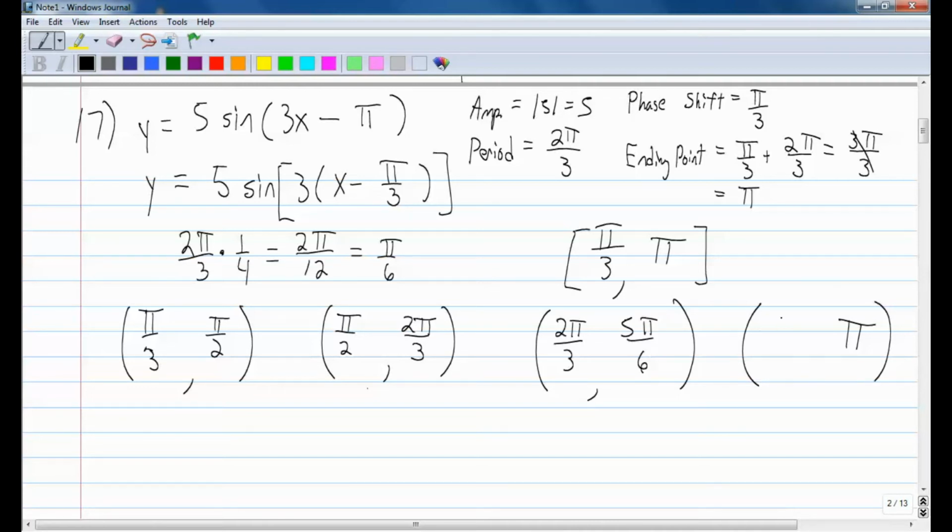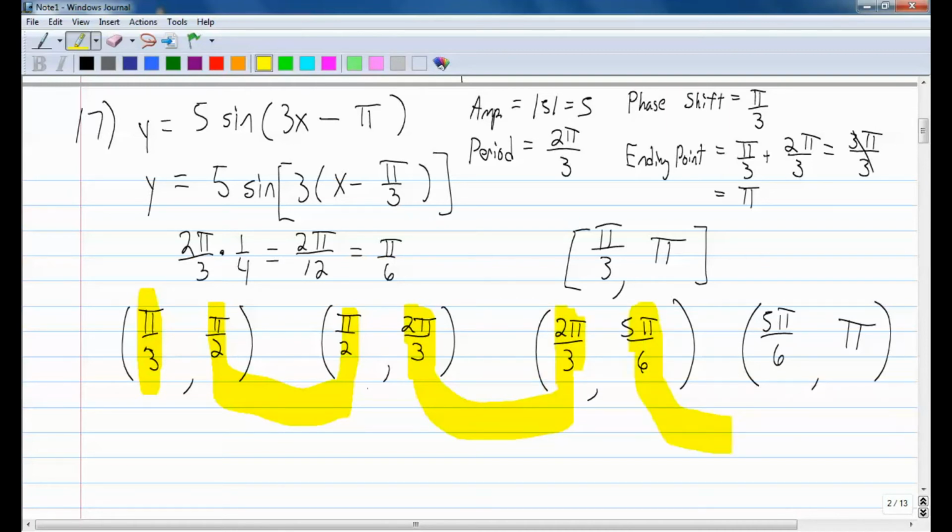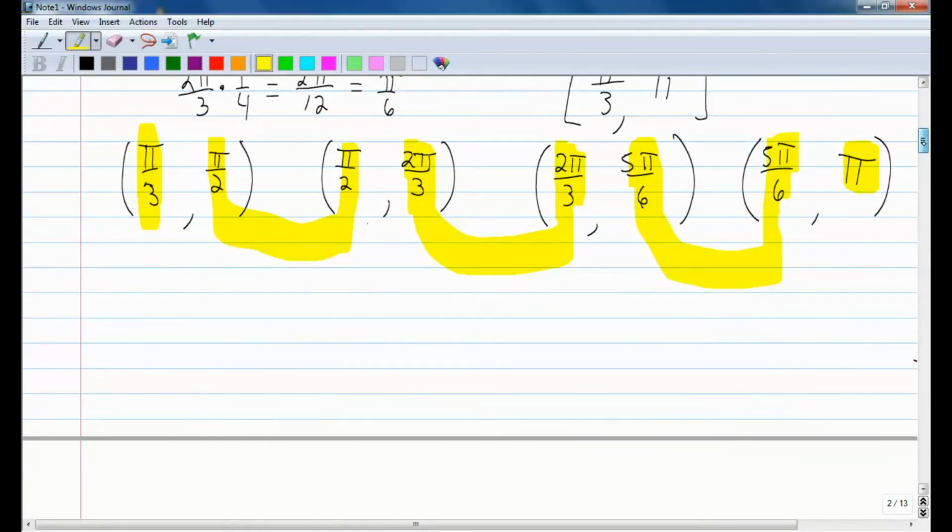Now here's where we can check ourselves and make sure that we've been doing things right. 5 pi over 6 plus 1 pi over 6 is 6 pi over 6, which is the same as pi. So that kind of tells us that we're going in the right direction. Now we have significant points at pi over 3, pi over 2, 2 pi over 3, 5 pi over 6, and pi. So when we draw this, that's going to be the points on our x-axis.